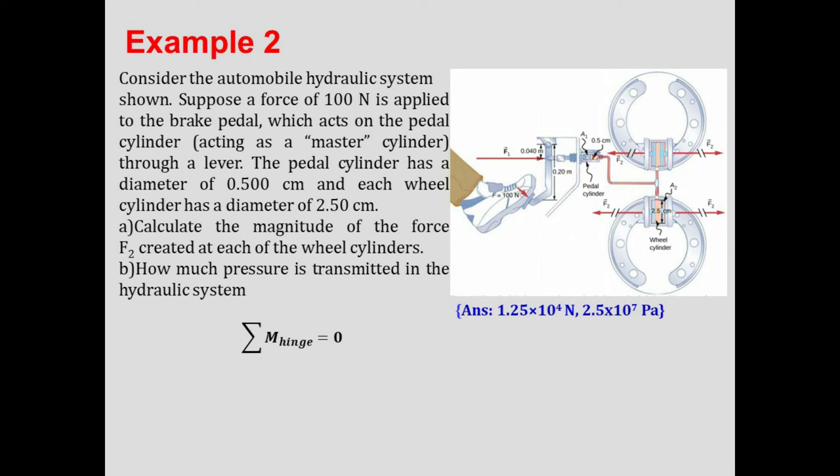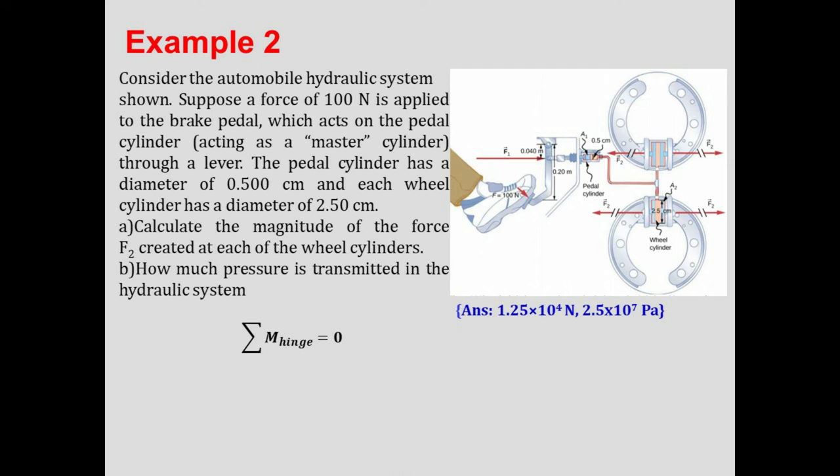Okay, the second example using the Pascal principle. Consider the automobile hydraulic system shown. Suppose a force of 100 Newton is applied to the brake pedal, which acts on the pedal cylinder, acting as a master cylinder, through a lever. The pedal cylinder has a diameter of 0.5 centimeter, and each wheel cylinder has a diameter of 2.5 centimeter. You need to identify here that the 100 Newton is not applied directly to the master cylinder, but acts on the pedal. So you need to calculate the force acting on the master cylinder.